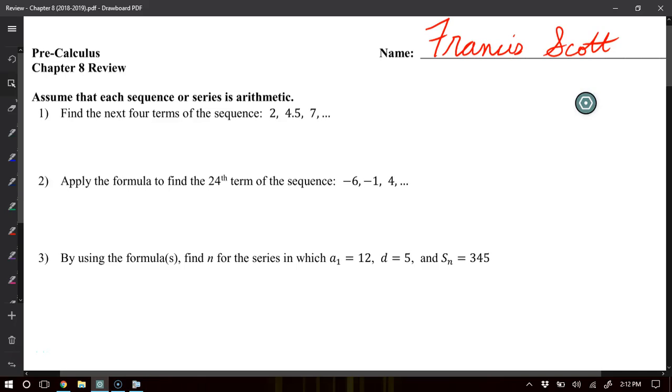This video is going to go over the Chapter 8 review worksheet with sequences, series, and limits. We're first going to start with arithmetic sequences and series. Right off the bat, find the next four terms of the arithmetic sequence 2, 4.5, and 7.